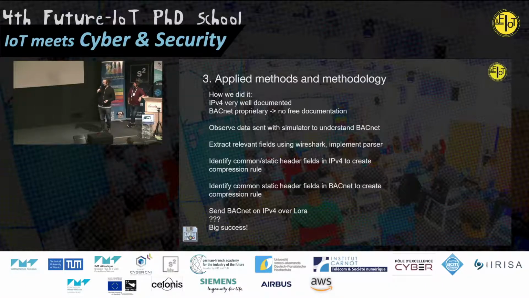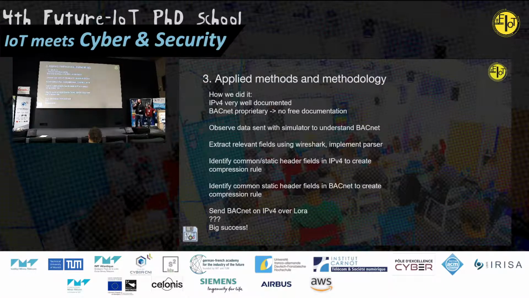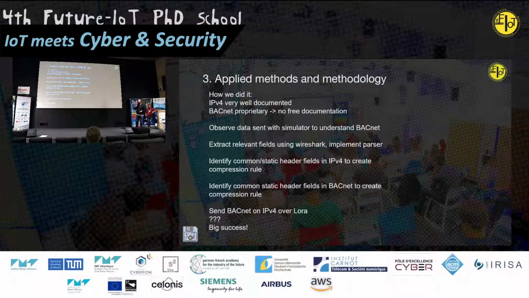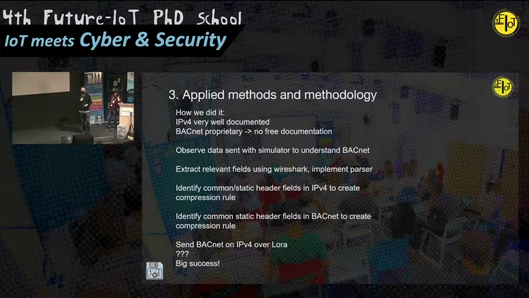So just a small list of things that was supposed to be on this slide, but we didn't have time to do that. So in general, what we wanted to do was to be able to parse IPv4. There was only support for IPv6. We needed to understand and parse the BACnet protocol, and then we wanted to be able to create rules for BACnet and IPv4 to be able to compress it, and in a later stage send it over LoRaWAN, and in some way create a big success.